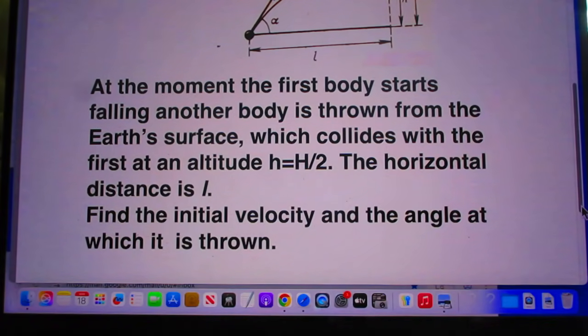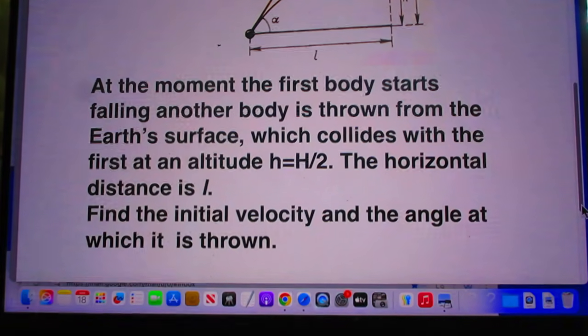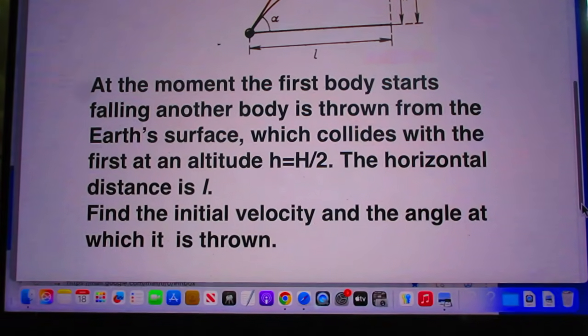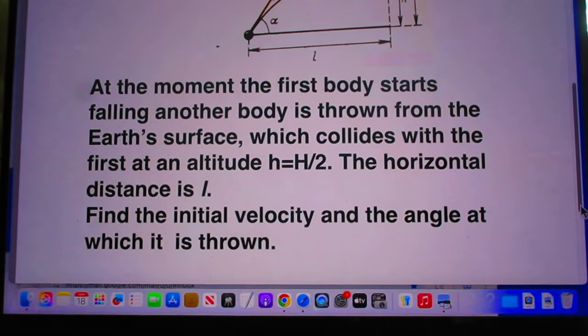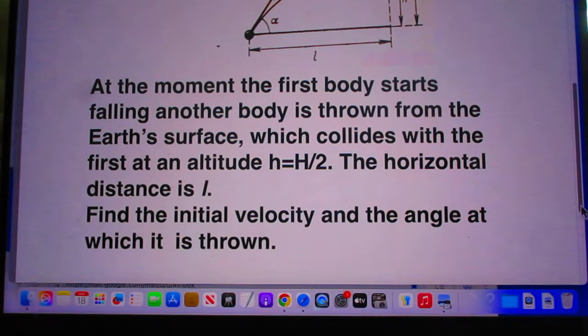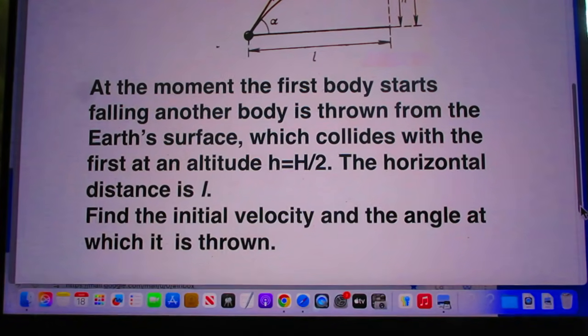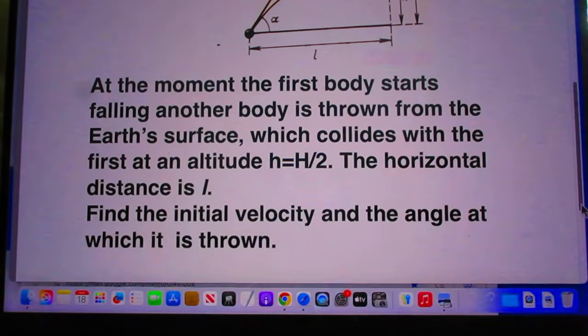I expect at least 15 correct solutions. All right then. If you can't do it now, well, then look at my 801 lectures when I deal with throwing up objects. Maybe you will find one that is very close to this one.